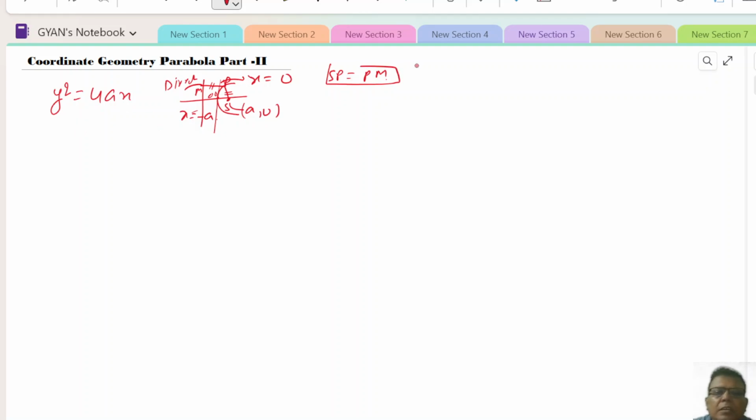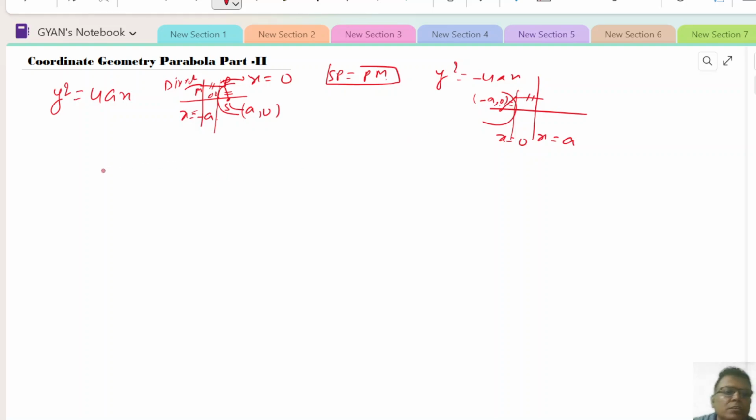Now if you take y square is equal to minus 4ax, then the equation will become like this. This line is x is equal to a, and the focus will be (minus a, 0). So again this distance will be equal.